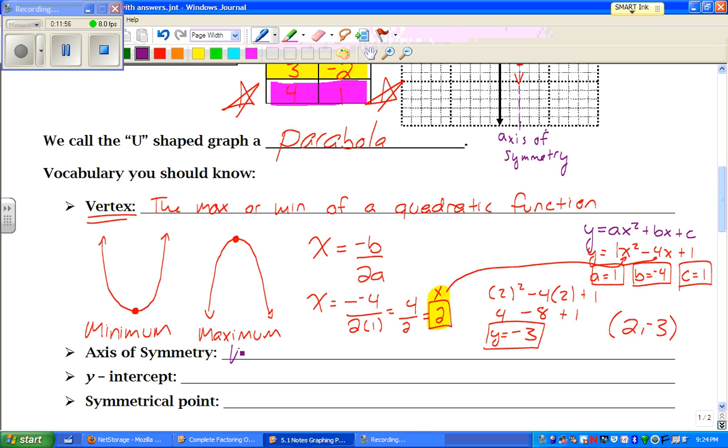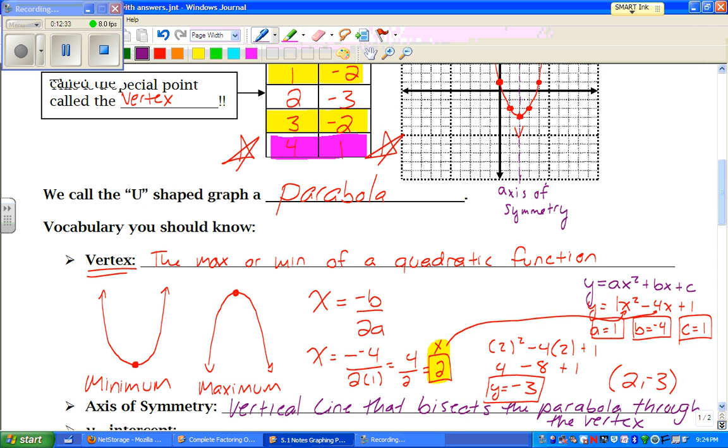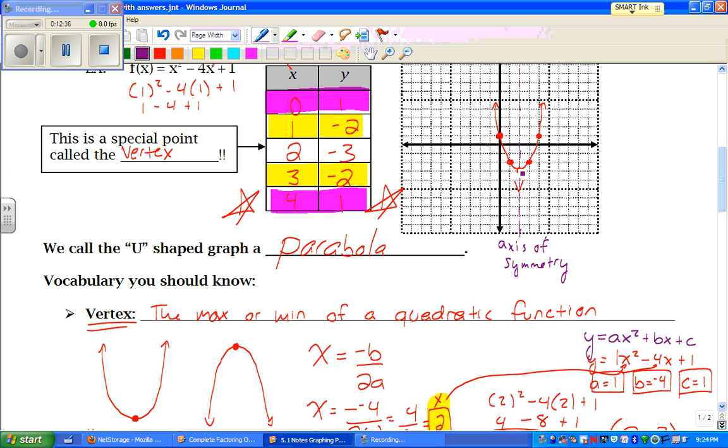Axis of symmetry is a vertical line that bisects the parabola, and we're going to write through the vertex. Uh-oh, having computer problems. Let me fix it. Okay, through the vertex. So there's my line, it goes right through the vertex.